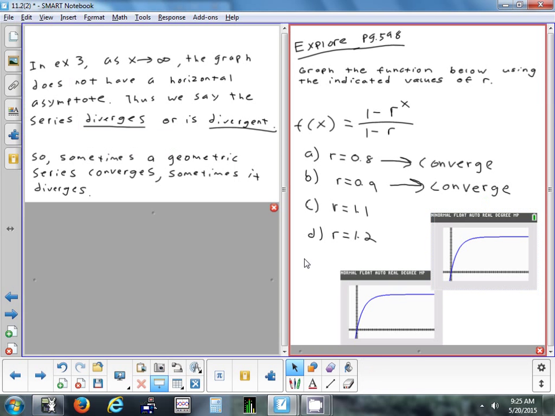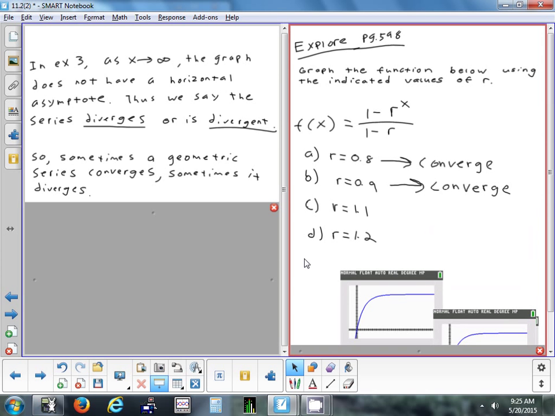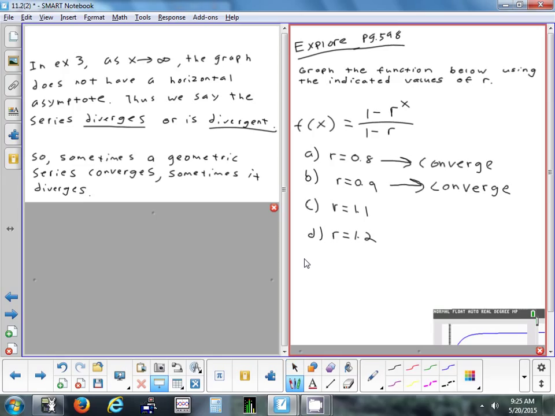Okay. What about if I did 1.1, 1.2? What do you think is going to happen with those? Yeah, these are going to be divergent. Okay. This one is going to diverge slowly. It's not going to go quickly, because if you keep multiplying 1.1 times itself, it gets bigger, but it doesn't get bigger very fast. 1.2, it's also divergent. So the further your number is from 1, like 10, 20, really, really big r value, the sharper it's going to curve up.